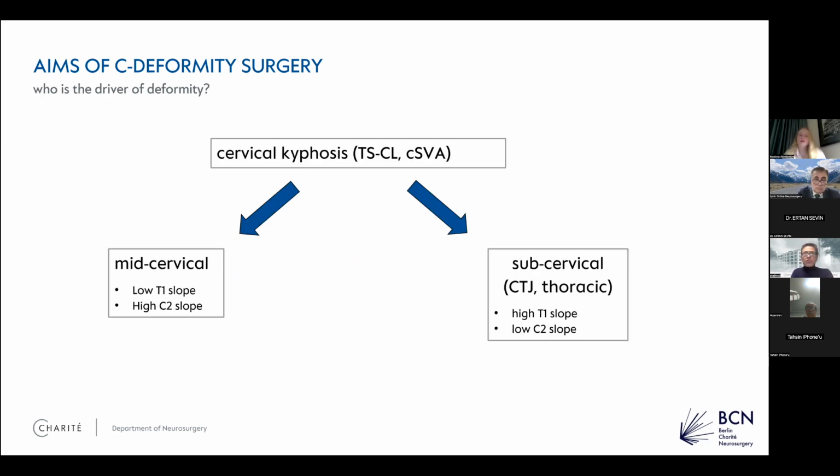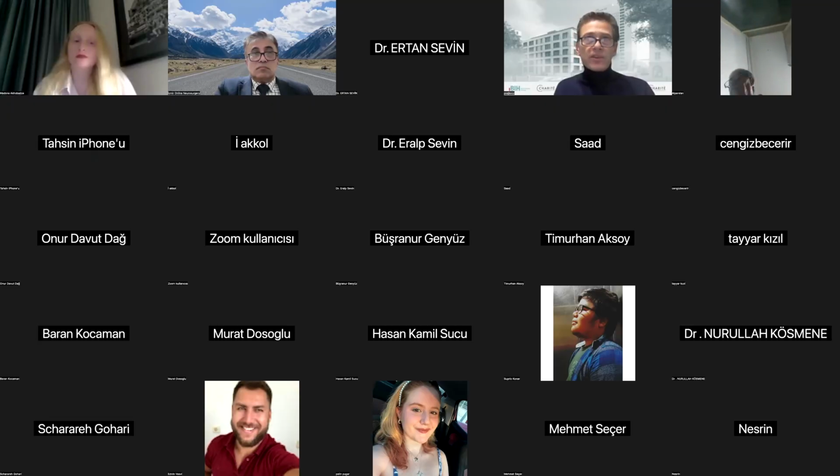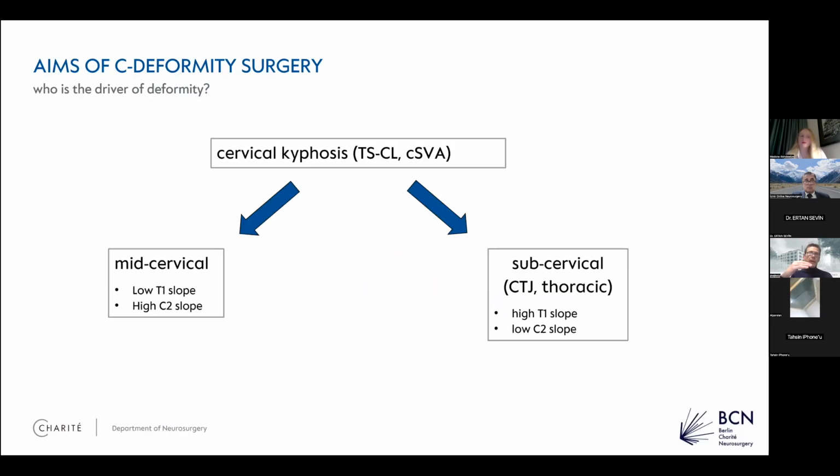So our decision making for the surgery starts with understanding what is the driver of the cervical kyphosis. In most cases, the driver of the cervical kyphosis is the cervical segments. So the mid-cervical or the subaxial spine, especially if you have degenerative disease. And then you can identify these cases by a low T1 slope and a high C2 slope. So if you find that combination, the driver of the cervical kyphosis is cervical.